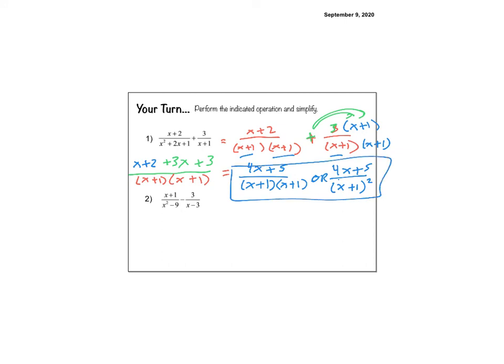All right, and in example 2 here, you need a common denominator, but before we can get that, we're going to have to factor the denominator down there. I'm seeing it's an x squared minus 9. So that is the difference of squares. The square root of x squared is x. The square root of 9 is 3. And then one's a plus and one's a minus.